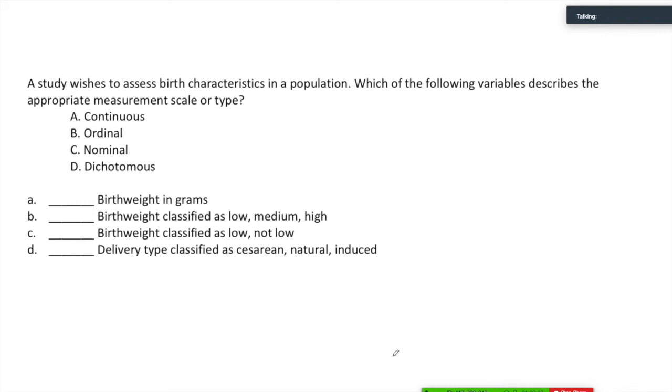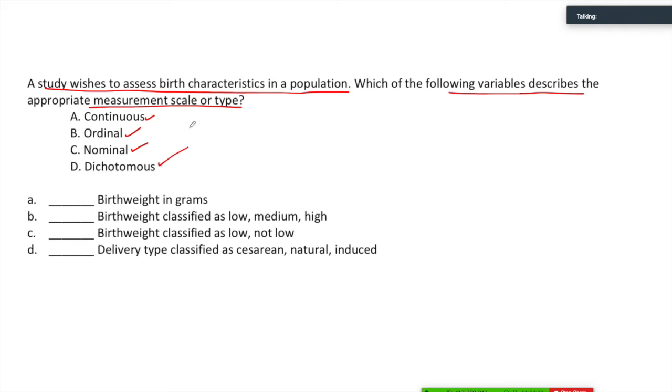Okay. And so our first practice question here is an assignment type practice question. So obviously not something that you would see on Step 1, but it makes it easy for us to talk about another concept in biostats. A study wishes to assess birth characteristics in a population. Which of the following variables describes the appropriate measurement scale or type? Okay. And so we have continuous measurements, ordinal measurements, nominal measurements, or dichotomous measurements.